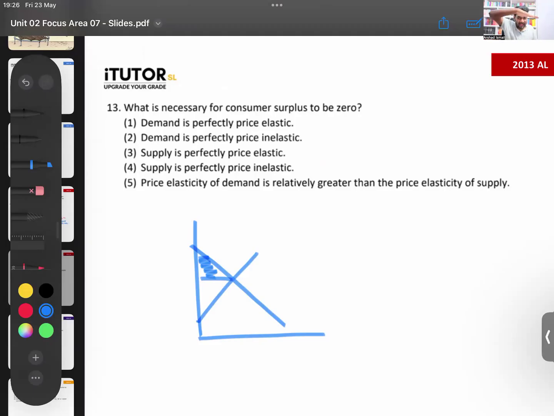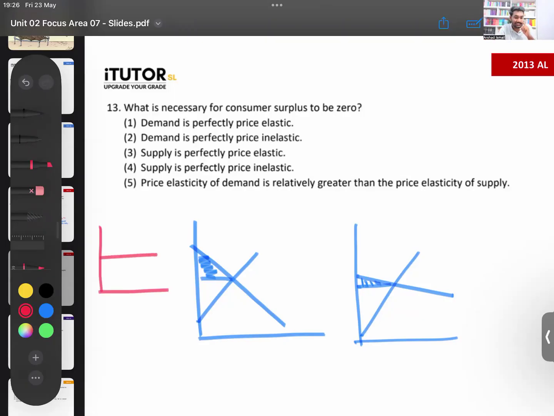The flatter your demand curve becomes, the more consumer surplus comes down. Now, if I draw an elastic curve, a very flat curve like this, and let's say this is supply, now consumer surplus is this very small part. So where do you think consumer surplus would be? 0. The flatter and flatter your demand curve gets, consumer surplus is vanishing. When will your curve be the flattest? If your demand curve is perfectly elastic.